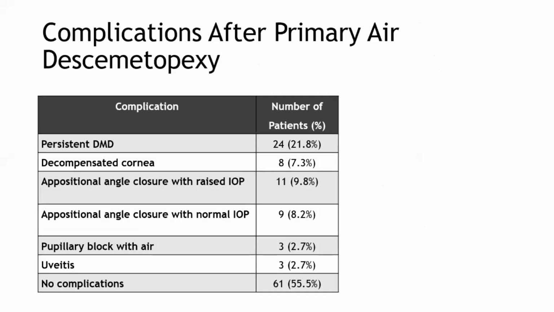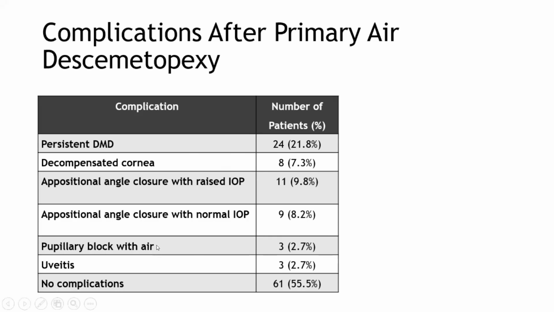Okay. Next, the fourth major objective is to list out all the complications that can happen after air descemetopexy. So the most important and the most common one would be a persistent Descemet's membrane detachment. So that has got the maximum numbers. Around 20% of them had a persistent Descemet's membrane detachment. And there is a possibility that this is a very thin flap which can get detached. So that can cause a corneal decompensation.